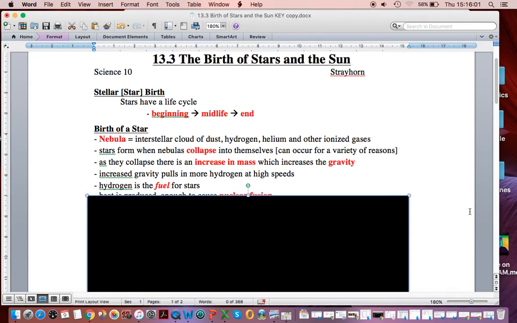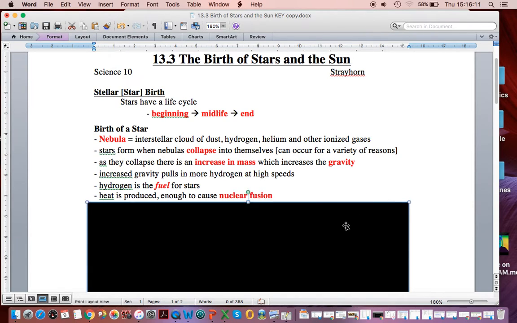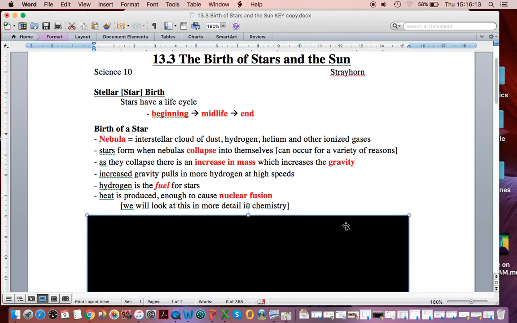Well, as the material rushes in, you will generate some heat, and you may generate enough heat to fuel something called nuclear fusion. If you have hydrogen present, hydrogen is capable of nuclear fusion. That's something we'll look at now, but also in chemistry. Now, two hydrogen atoms, why is it called nuclear fusion?